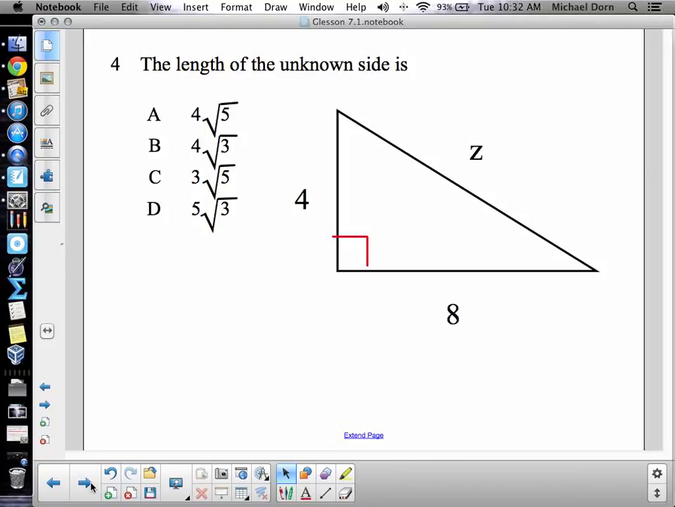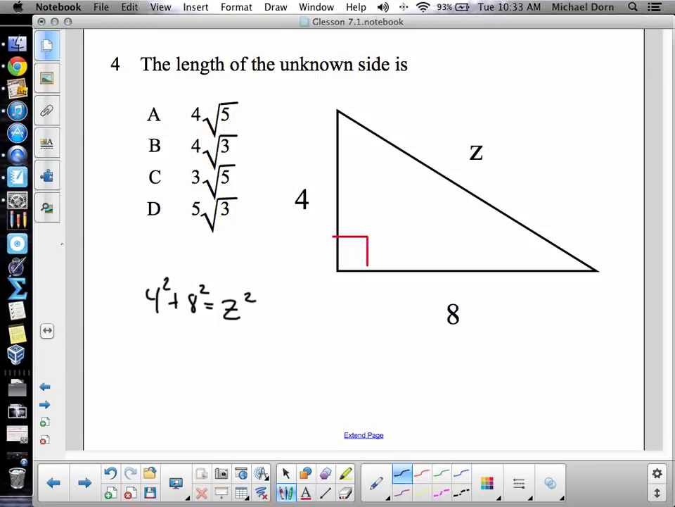How about this one? How are we going to set it up? Come on. Somebody tell me what to write. What you got? Yeah. Not too hard to set up. And again, step by step. 4 squared is 16. 8 squared is 64. So it's 80 is z squared. So z is the square root of 80.